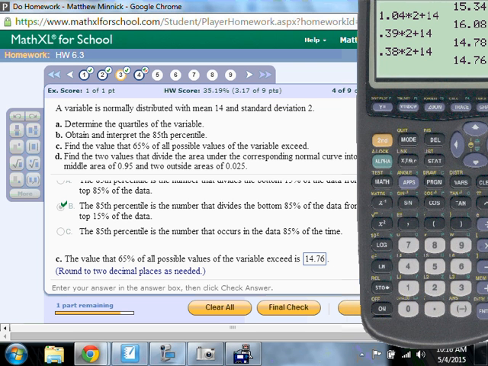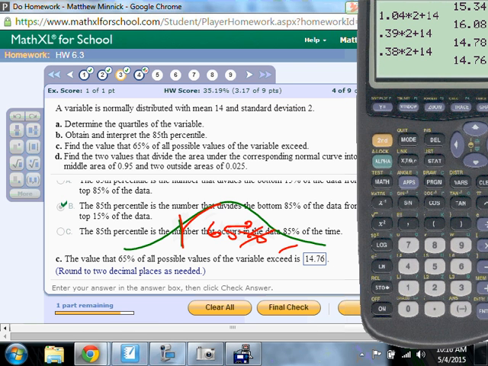Oh! Oh, they want the inverse of this. I'm looking at this the wrong way. They don't want the 65th percentile. They want to know the value that 65% exceed. So they actually want the 35th percentile.